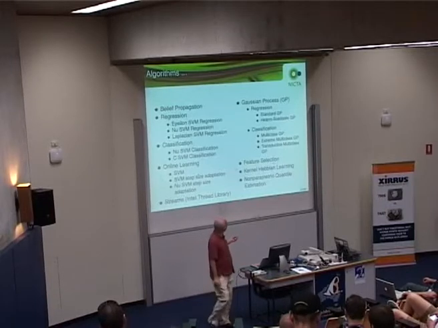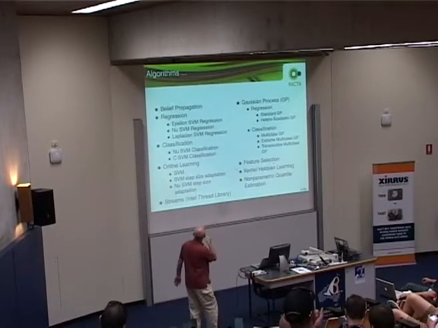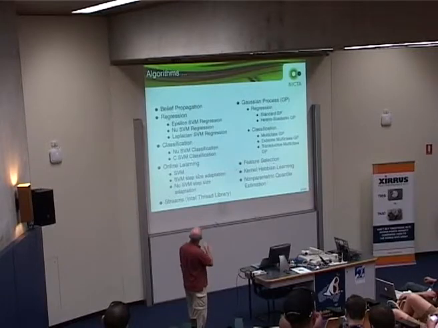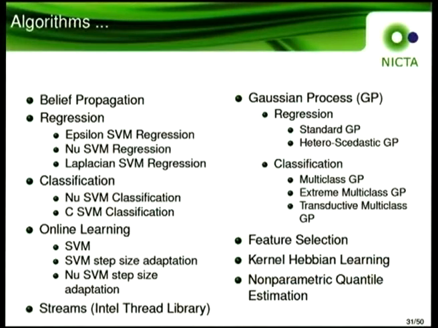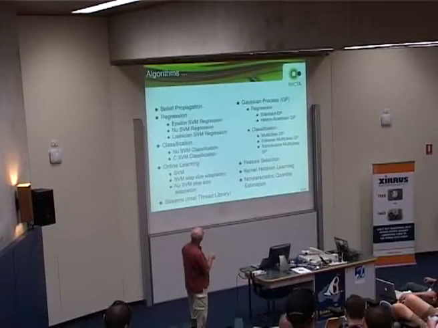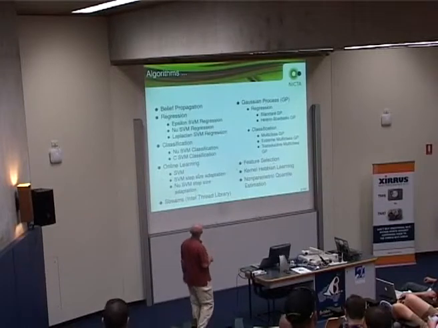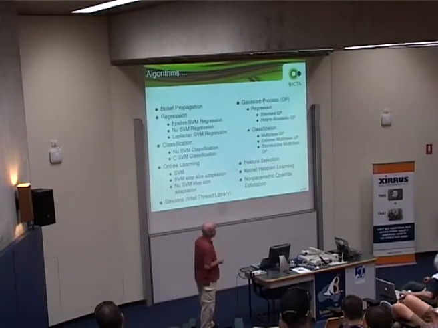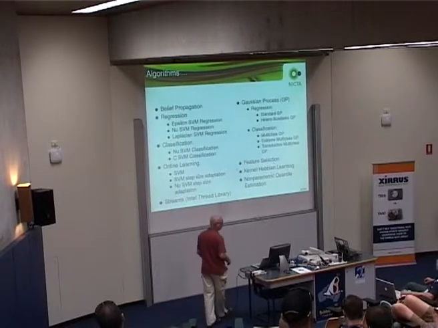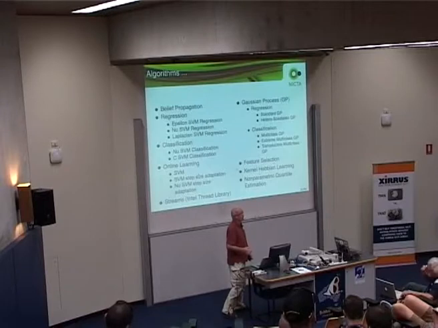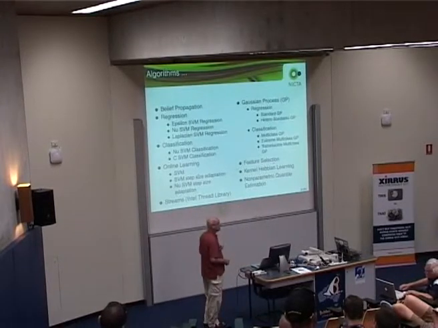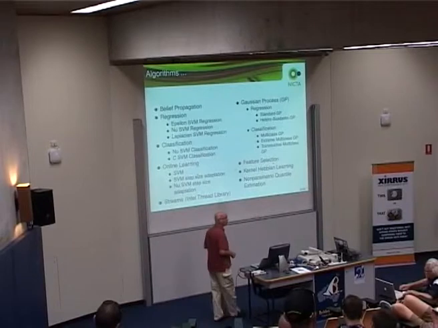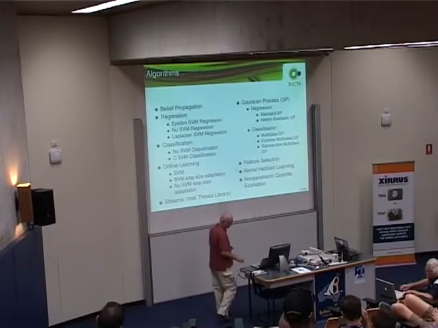We have a number of algorithms. These are just some examples; I won't go too much into detail here. Belief propagation, regression, classification, online learning, Gaussian processes, feature selection, and some others. We also have some modules which are not integrated in the graphical user interface. For instance, we have a module which can deal with very large data sets which don't fit into your memory. It uses the Intel thread library, which we don't provide; you have to get that from Intel. But the rest which we provide is open source.